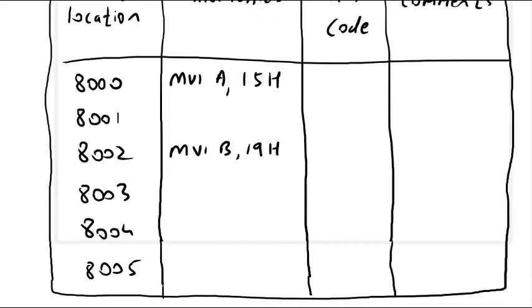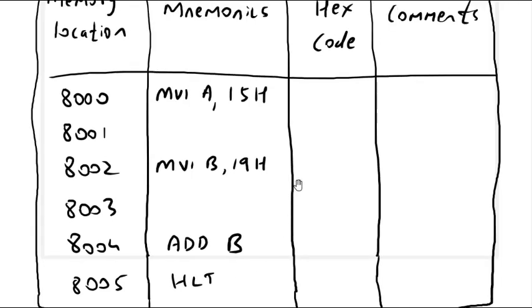For adding A and B, we have the instruction ADD B, and the result gets stored in A, and then finally halt, HLT. Now I will copy out the hex code from the hex code paper. MVI A is 3E, then next is 15. MVI B is 06, next data is 19. ADD B, the opcode for ADD B is 80, and halt is 76.